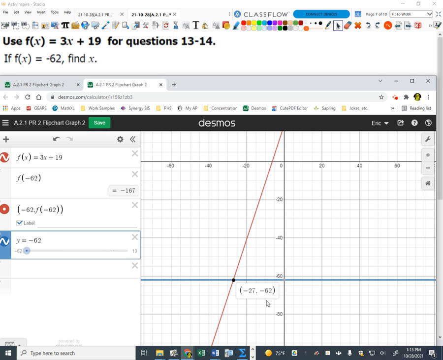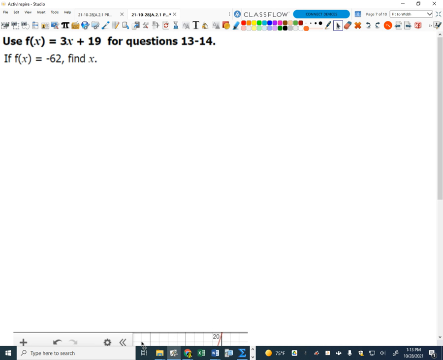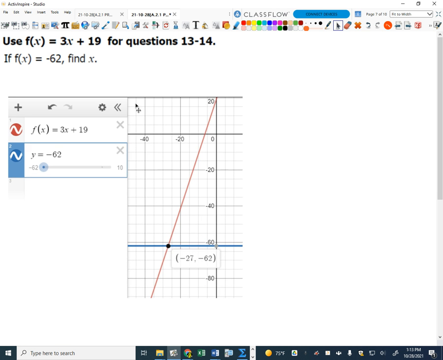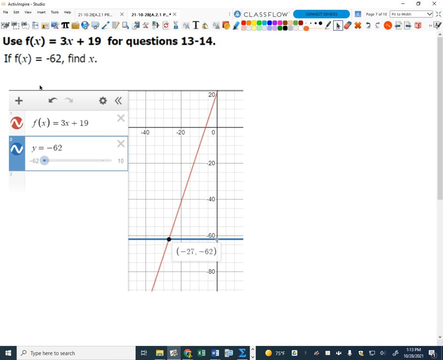Okay, so what's the answer? What's the x coordinate that goes with it? Negative 27. What do you know? There's the technique you'd use in Desmos. If I want to know when a function equals a certain number, I just graph a horizontal line that has that value and I look for the intersection.